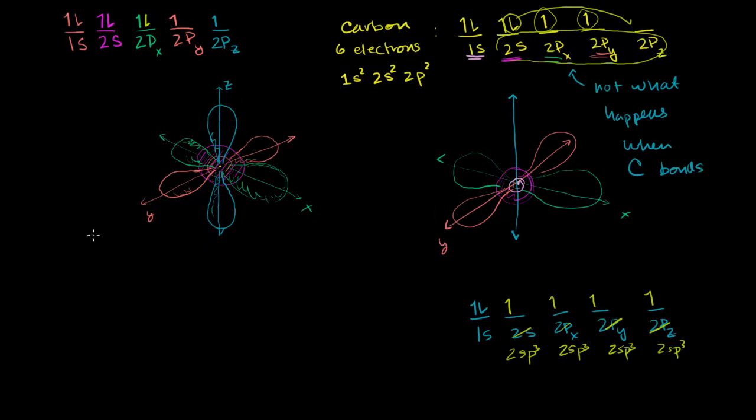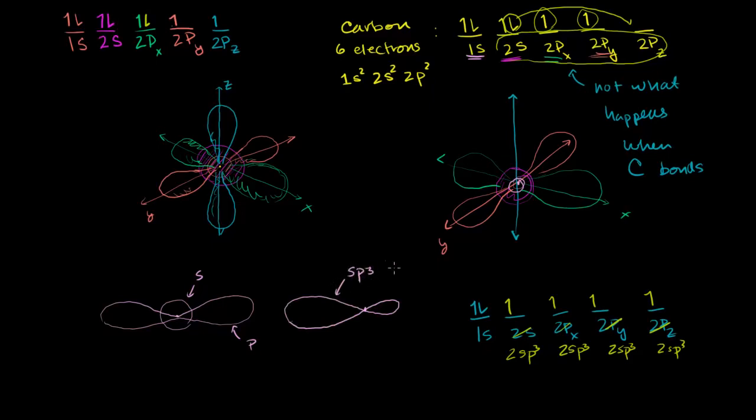instead of having an s orbital, if this is a nucleus and we do a cross section, an s orbital looks like that, and a p orbital looks something like that in cross section. So this is an s, and that is a p. When they get mixed up, the orbital looks like this. An sp3 orbital looks something like this. This is a hybridized sp3 orbital. Hybrid just means a combination of two things. A hybrid car is a combination of gas and electric. A hybridized orbital is a combination of s and p.